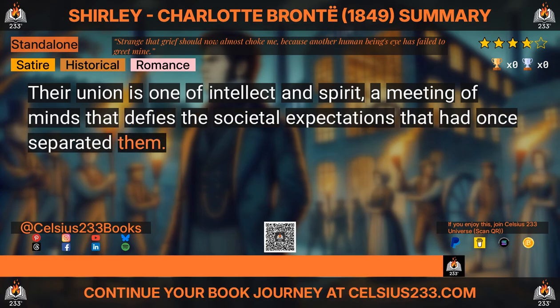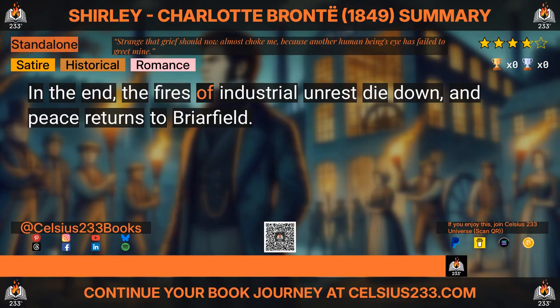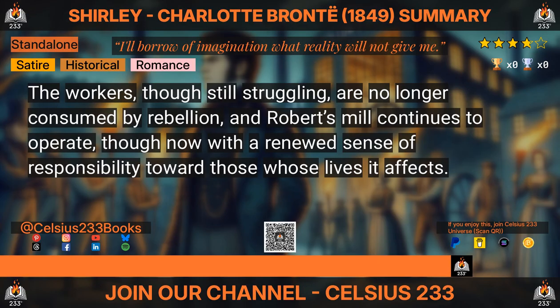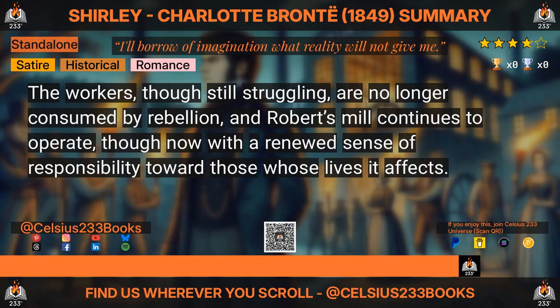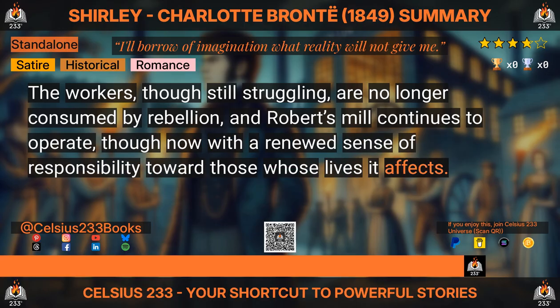had once separated them. In the end, the fires of industrial unrest die down, and peace returns to Briarfield. The workers, though still struggling, are no longer consumed by rebellion, and Robert's mill continues to operate, though now with a renewed sense of responsibility toward those whose lives it affects.